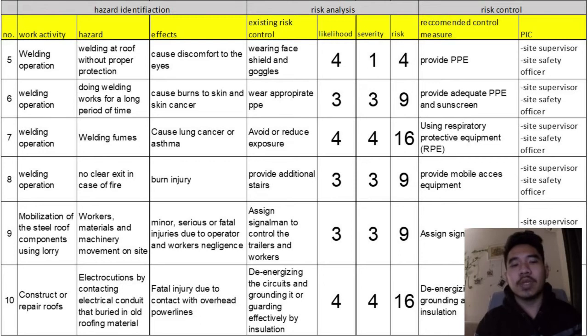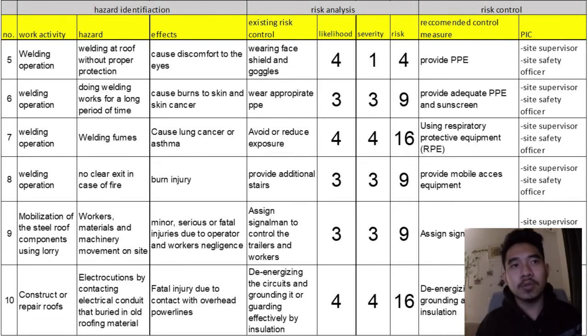The likelihood of this happening is 3, and the severity is 3, so the risk of the hazard is 9. The recommended control measure is to provide adequate PPE, which is the overalls and the face mask, and also to wear sunscreen before doing any work to avoid exposure to ultraviolet radiation. The person in charge is the site supervisor and site safety officer.